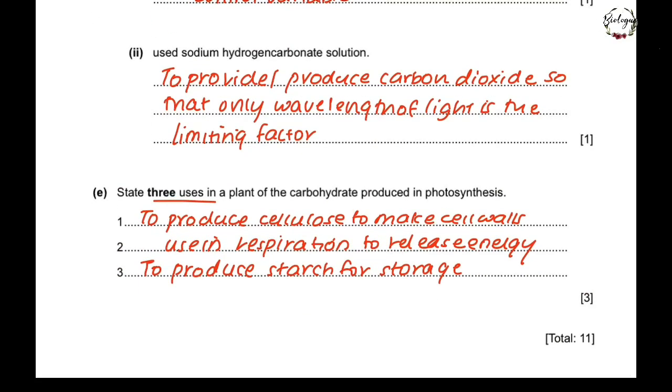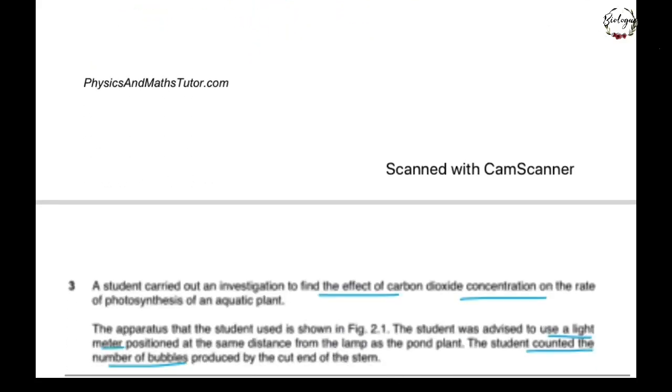State 3 uses in a plant of the carbohydrate produced during photosynthesis. So it is used to produce cellulose in the cell walls, used in respiration to release energy, to produce starch for storage. You can also mention other things, for example, sucrose for transportation, and lipids. Sometimes it's used for lipids, for amino acids and things of that nature, but these would be the most precise answers. Okay.